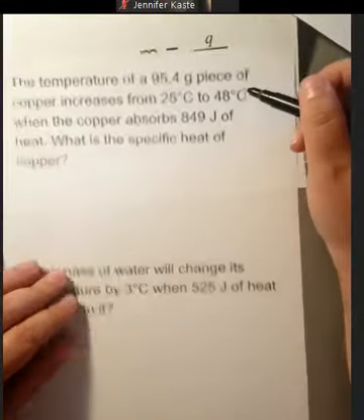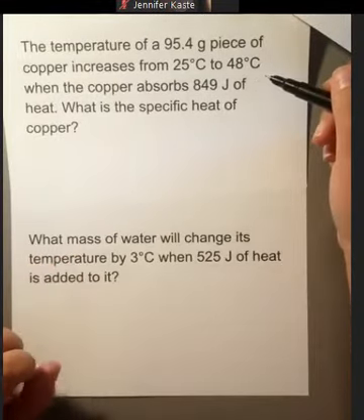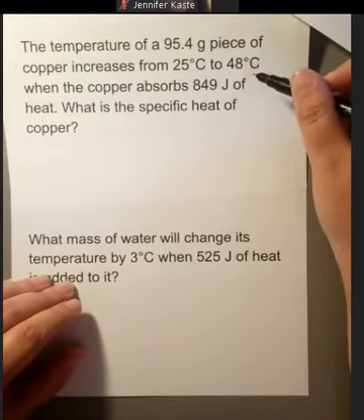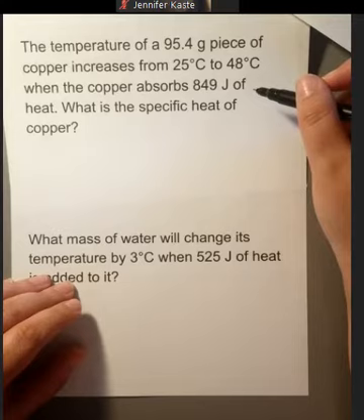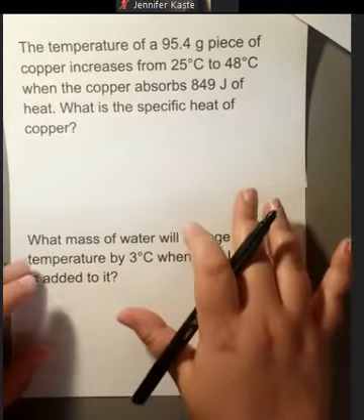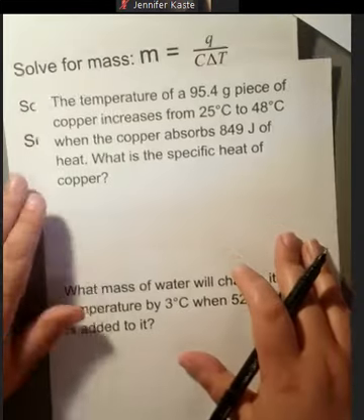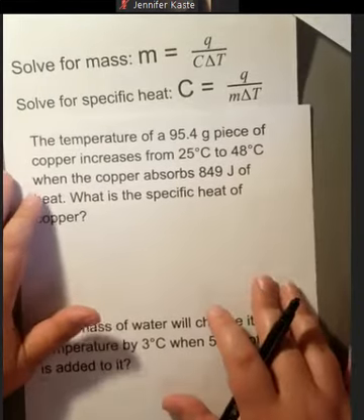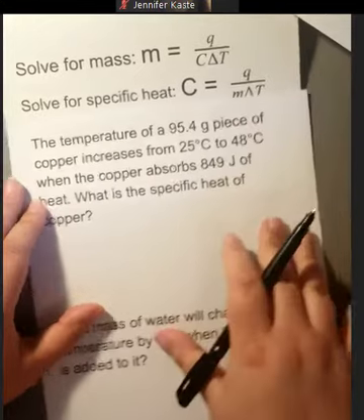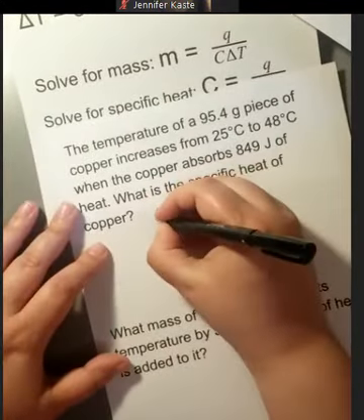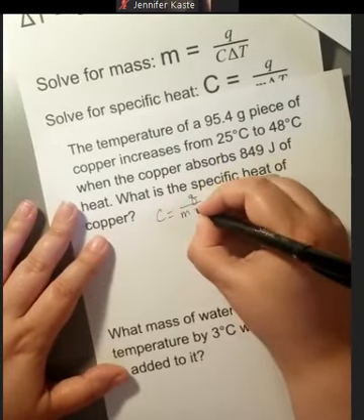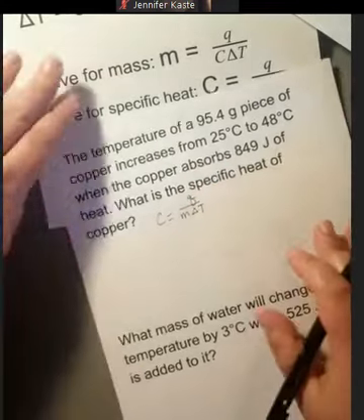This one says the temperature of a 95.4 gram piece of copper increases from 25 to 48 Celsius when the copper absorbs 849 joules of heat. What is the specific heat of the copper? Okay, so I'm solving for specific heat. So specific heat is Q divided by M times the change in temperature. So C equals Q divided by M times the change in temperature.